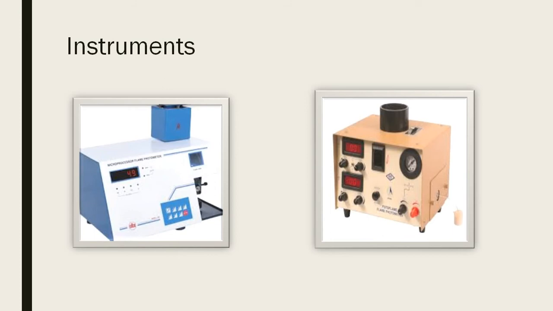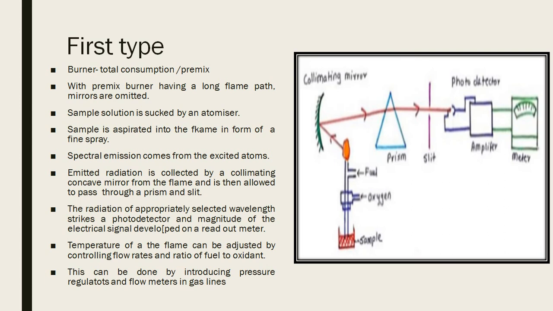Let us now have a look at instruments. The first type of instrument, you can see in the diagram, uses a total consumption or premix burner. With a premix burner having a long flame path, mirrors are omitted. So if the flame path is long, mirrors are not required. If the path length is short, a mirror will be required.